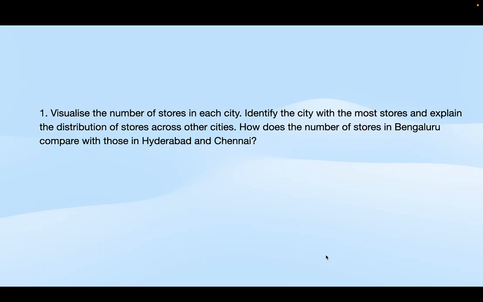So, our analysis was guided by 7 key questions from the client. Let's go through each of their requests and our findings one by one. So, the first one is: visualize the number of stores in each city, identify the city with the most stores, and explain the distribution of stores across the other cities. How does the number of stores in Bengaluru compare with those in Hyderabad and Chennai?